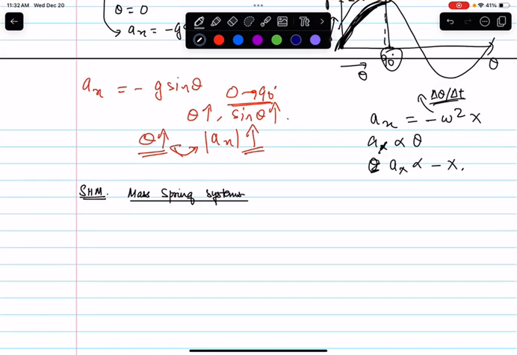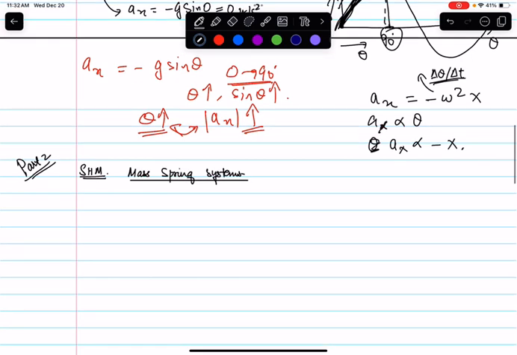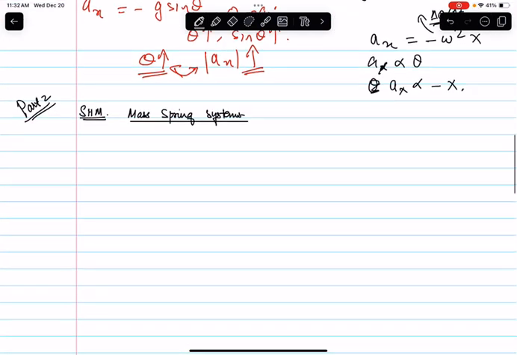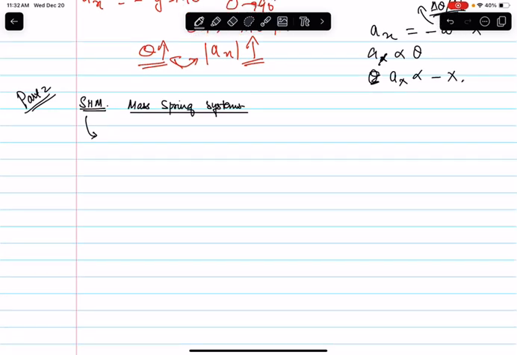Hi. So in this video, we're going to be continuing with simple harmonic motion, and this is going to be part 2. Okay. So we're going to be understanding mass spring systems, and based on that, we'll move forward in looking at simple harmonic motion. Okay. So the first thing to look at is mass spring systems.